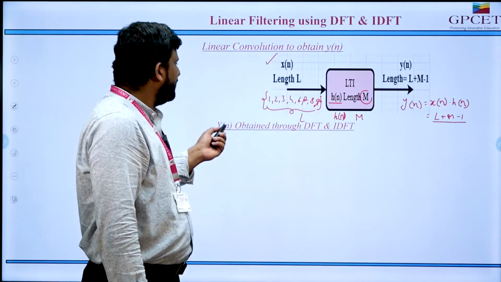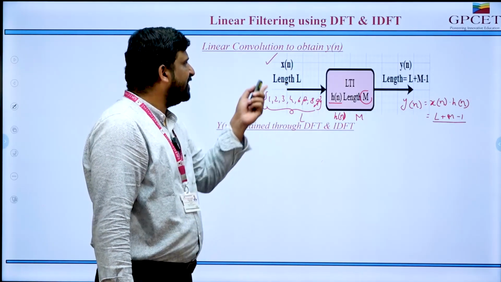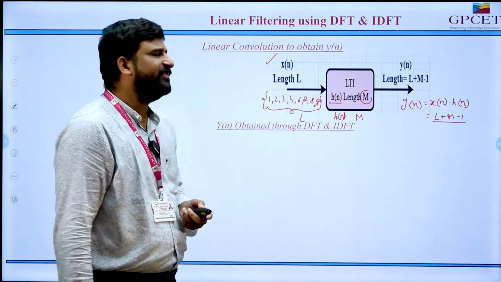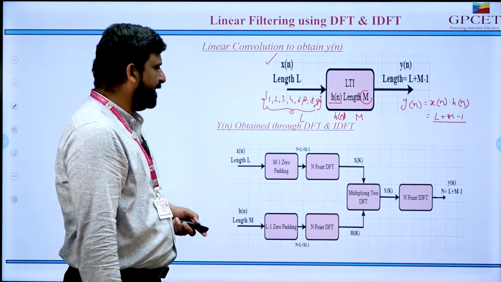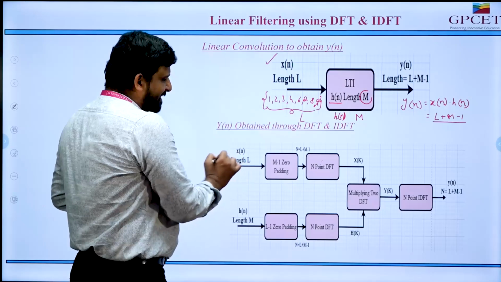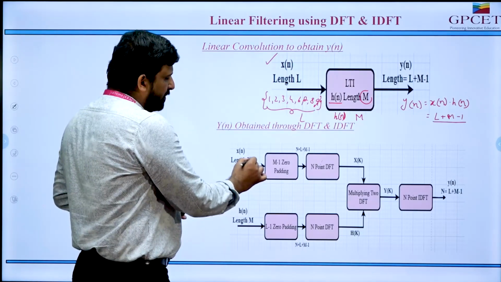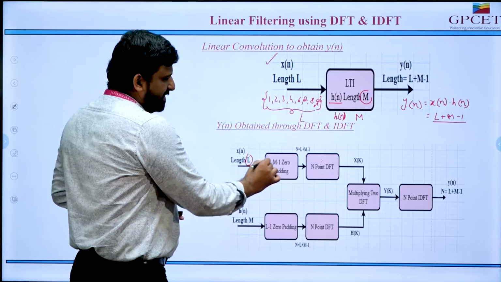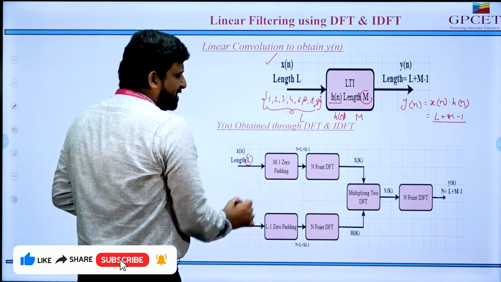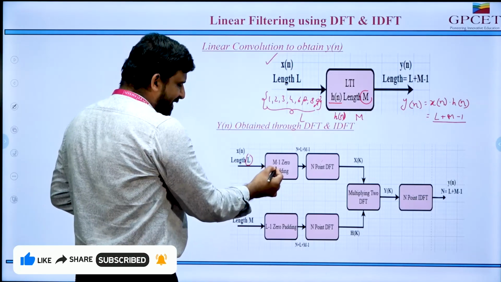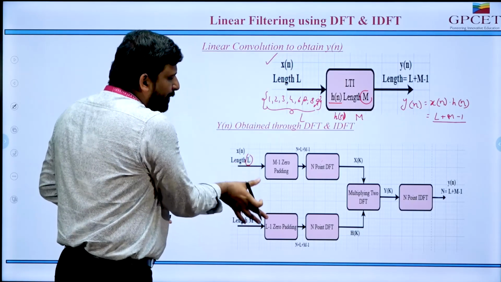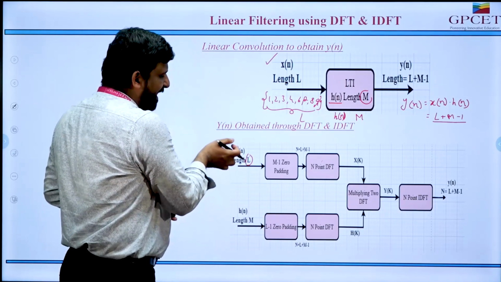Now, if we consider linear filtering using the DFT and IDFT, how will y of n be obtained? For that you can see this basic block diagram. Similarly, I give the first input x of n with length capital L, and here I append M minus 1 zeros. What is M? M is the length of the impulse response. Here we need to balance the lengths of the sequences for x of n and h of n.